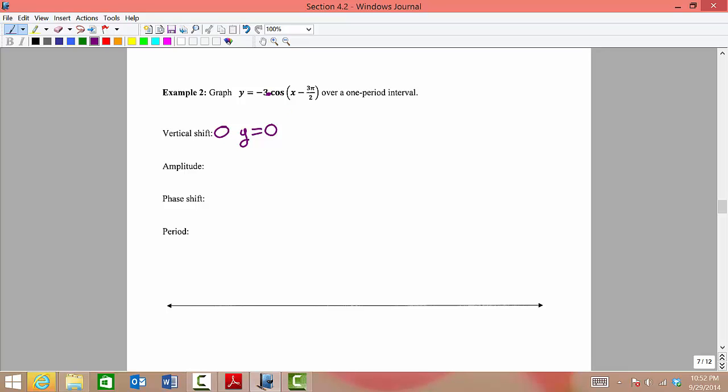The amplitude comes from multiplying something times the front of the function. So since we have a negative 3 being multiplied, the amplitude will be the absolute value of negative 3, which is positive 3.